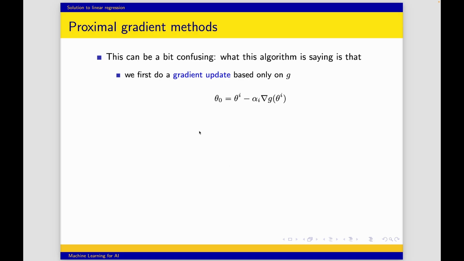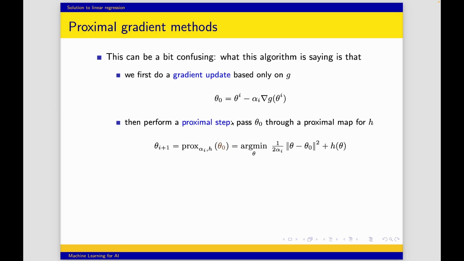It's saying the following. We first perform this gradient update, right? So let me call this gradient update theta naught. We go from theta I to theta I minus this. So this is a gradient descent update based on the smooth function g. Let's say that we apply this gradient descent update, and let's call it theta naught. Then what we do is we perform a proximal step. We pass this theta naught through our proximal map. And we get our theta update, or theta I plus 1.